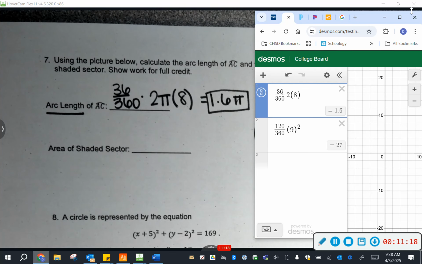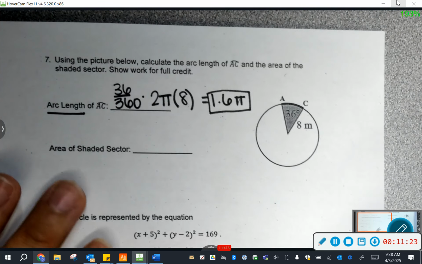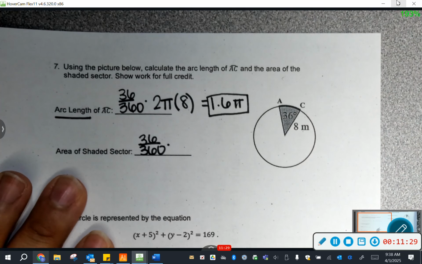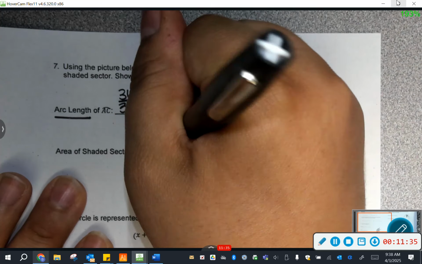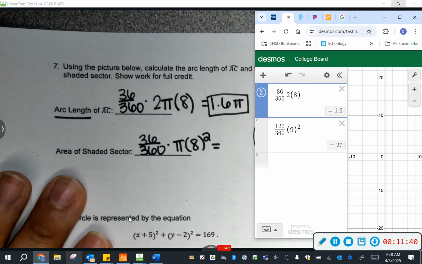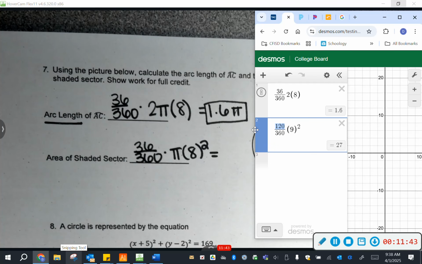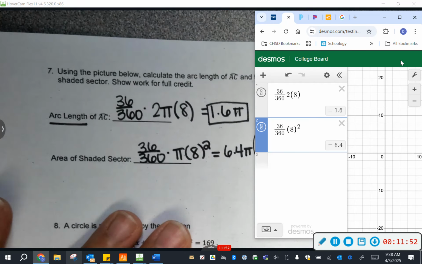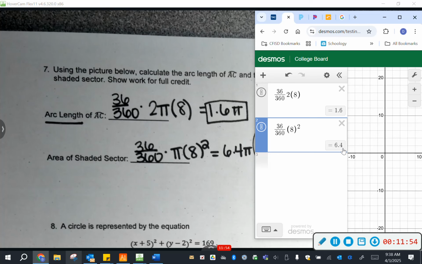Is this making more sense? All right, what about for area of the shaded sector? Again, what's my x? Over 360 times, and then what formula am I going to use this time? The squared one. Pi r squared. And then plug this in, not 9/8. And I get 6.4 pi. If it's a pretty decimal like 6.4, 1.6, 2.8, I'm fine with it.